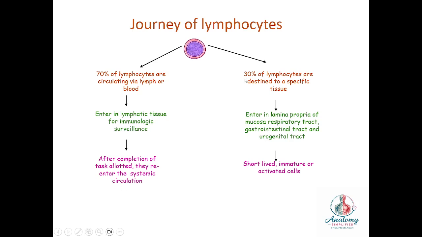What happens with the remaining 30% of lymphocytes? They are destined to a specific tissue. They enter the lamina propria of the mucosa of various tracts such as the respiratory tract, gastrointestinal tract, and urogenital tract. There, they are part of the diffuse lymphatic system. Here the cells will be short-lived, immature, or activated cells.